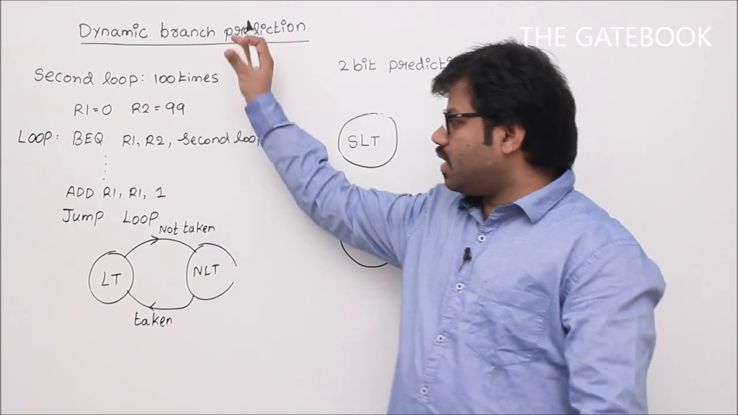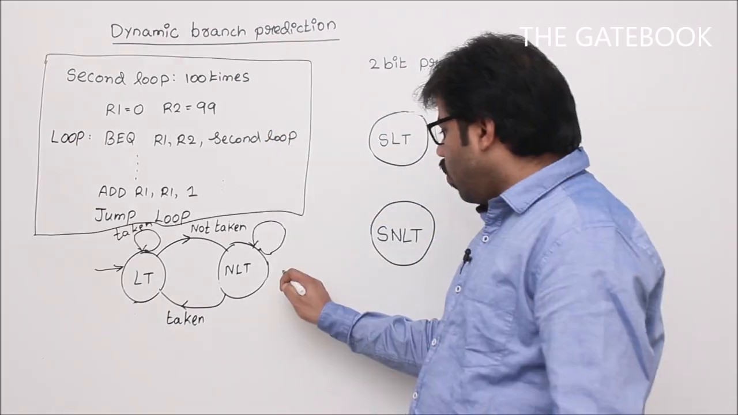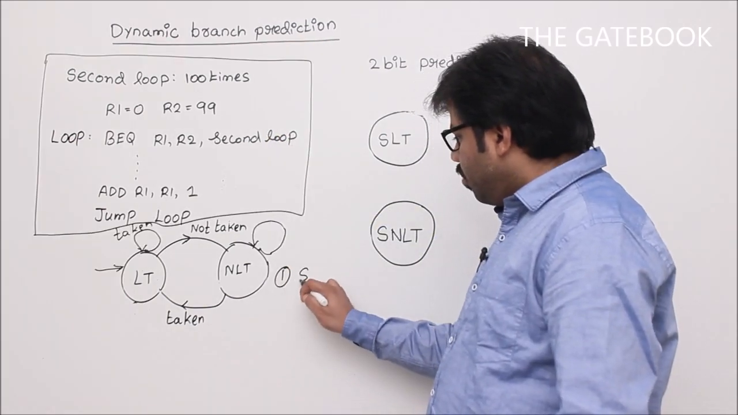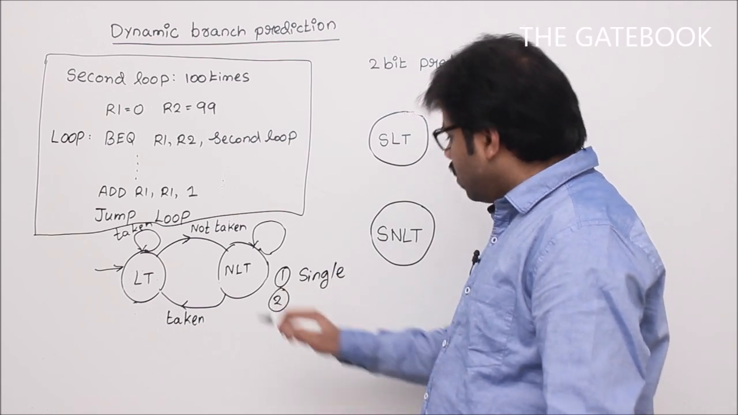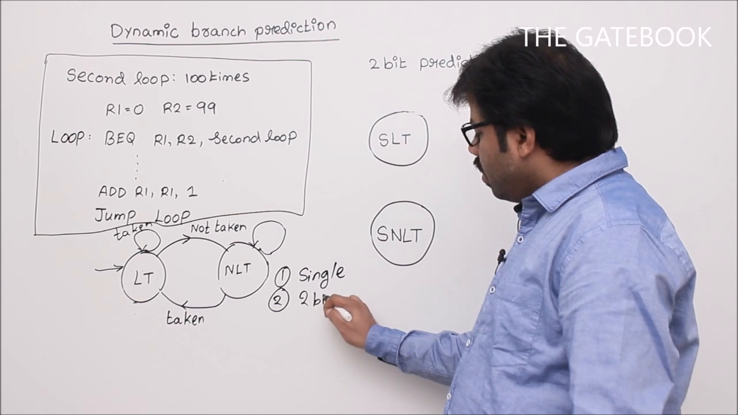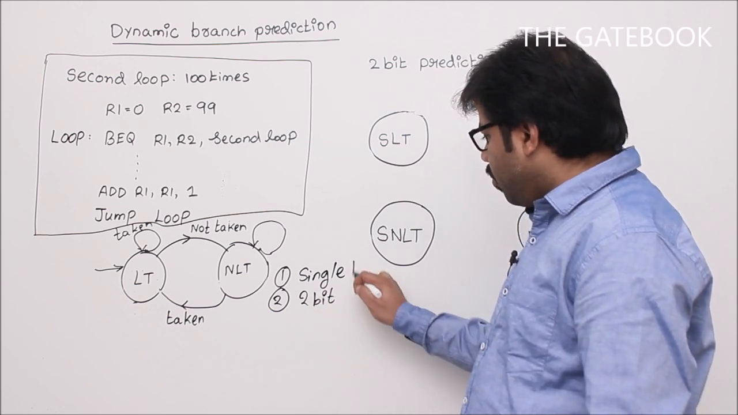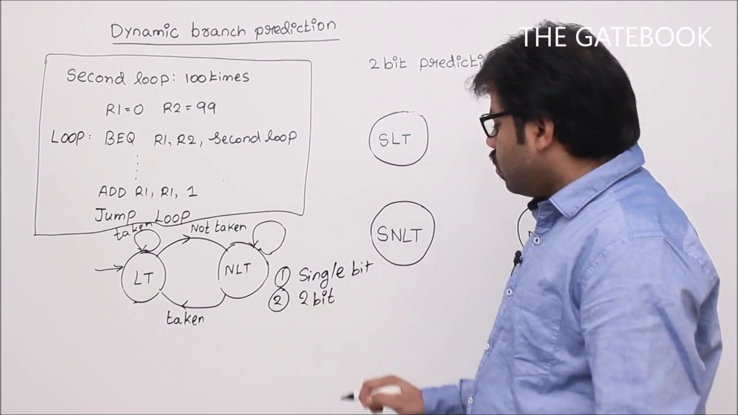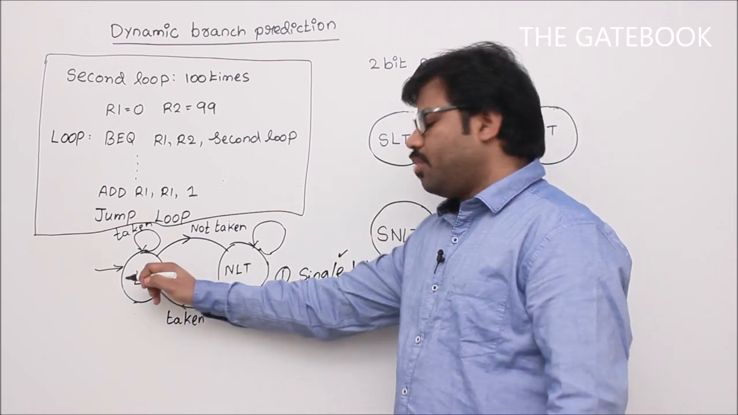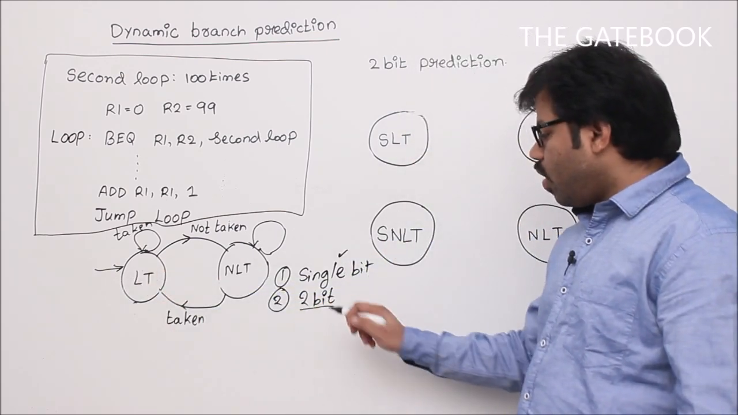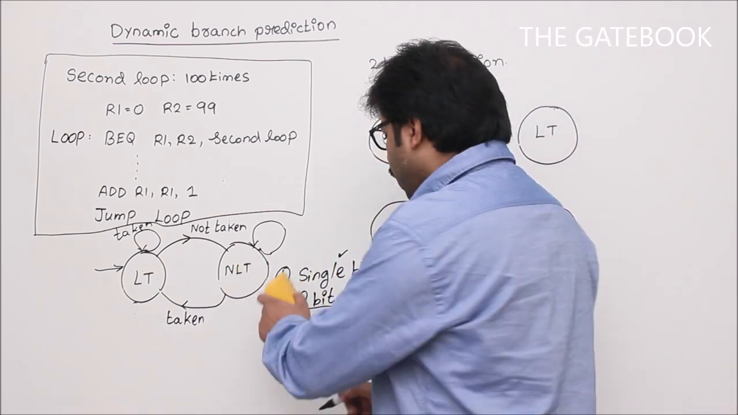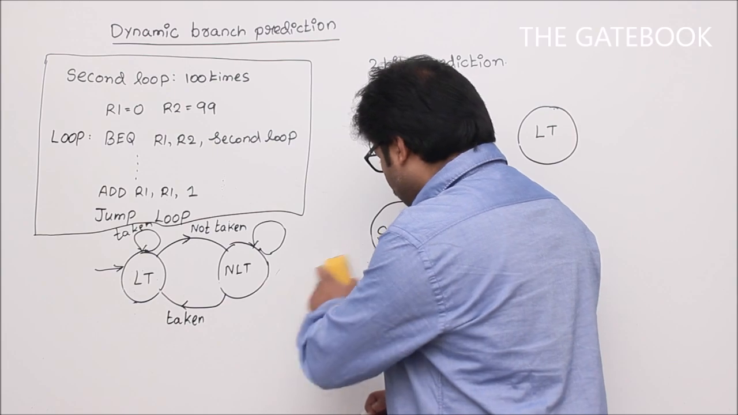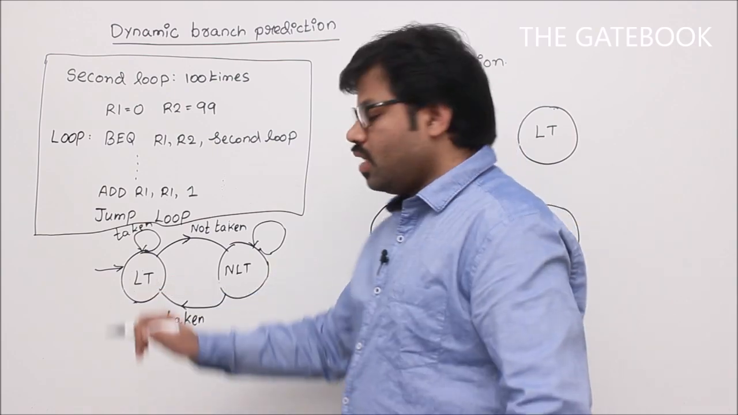In dynamic prediction, we are going to discuss two models. One is single-bit prediction. The second one is 2-bit prediction. So the single-bit model is nothing but a 2-state model, and the 2-bit model is nothing but a 4-state model. We will see both of them. First of all, let us begin with the single-bit model, where you will have 2 states.